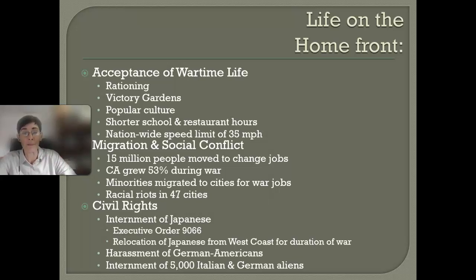So you have a lot of minorities migrating to cities, and this creates racial strife. And you have race riots in 47 different cities over the course of the war.